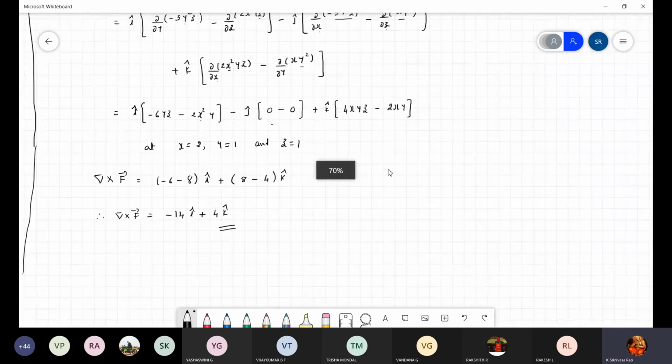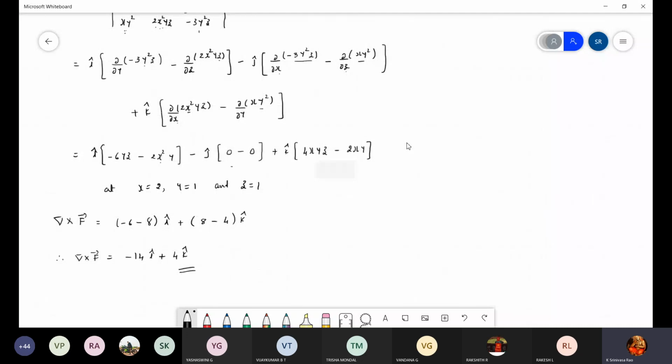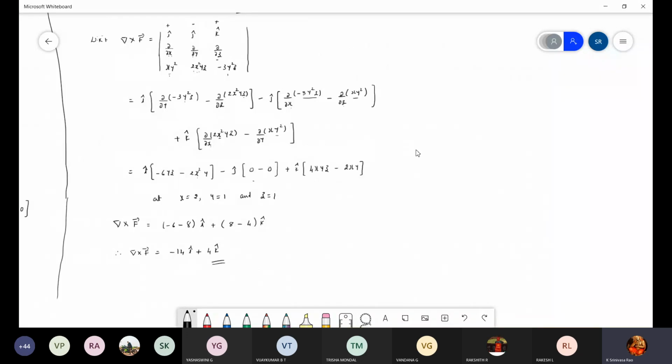I hope you understand solving the problem on divergence and curl. Is there any doubt? No, sir. Okay. So similarly, you will get the problems.